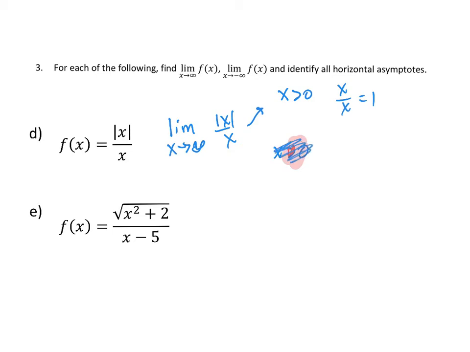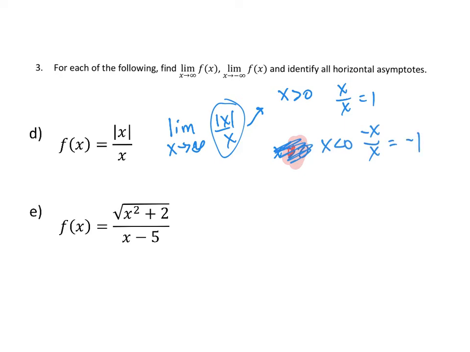Let's just do this. When x is less than 0, this function behaves differently. When x is negative, the absolute value of x is the opposite of that negative number to make it positive. So this expression, the absolute value of x over x, actually behaves like negative x over x when x is less than 0. And so in that case, this behaves like a negative 1.